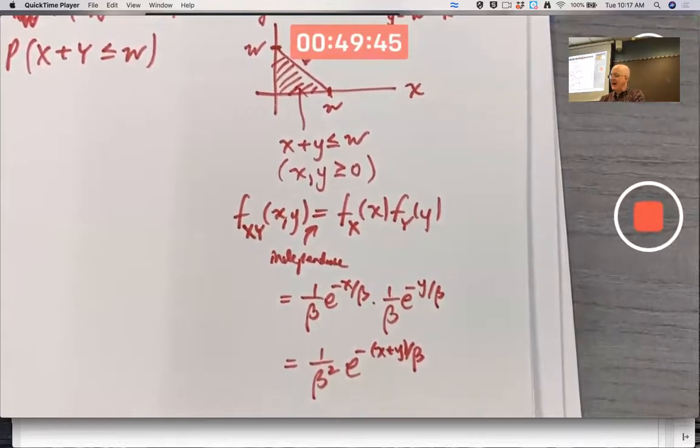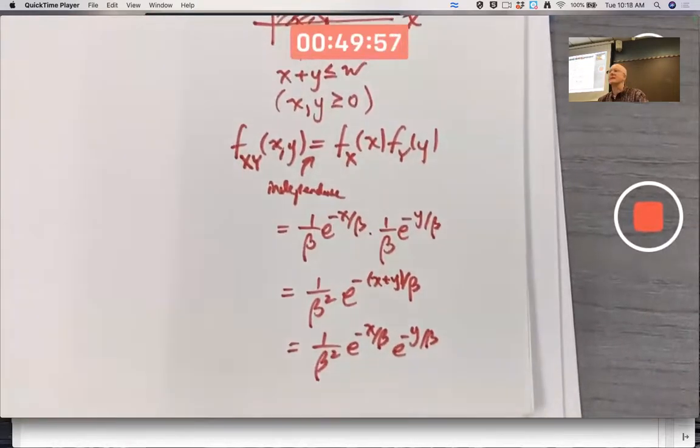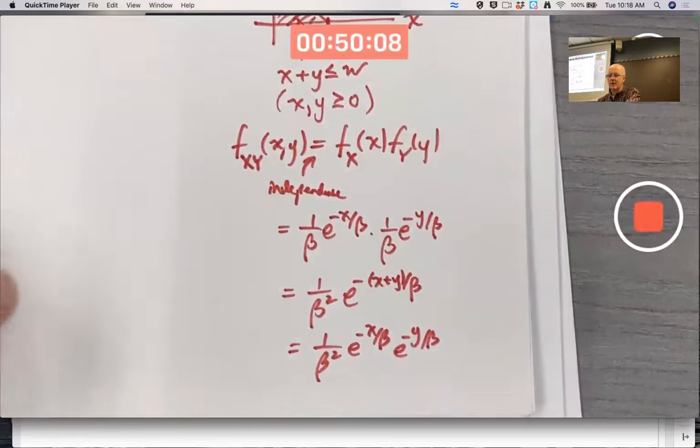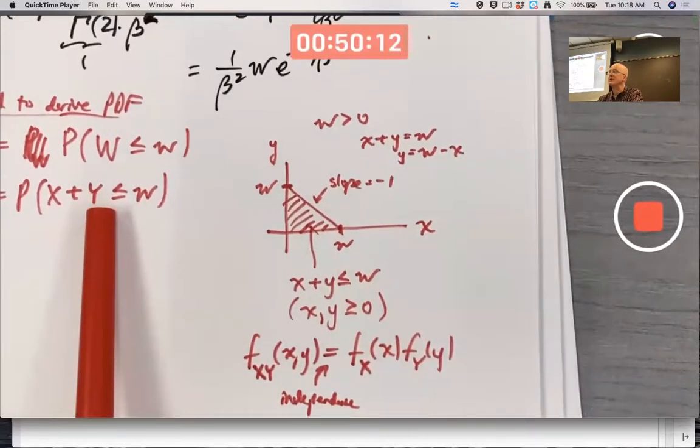But for the purposes of integration, it might actually be better to write it separately as the product of two exponentials. Either way is okay. So that's the joint density. That's the thing we need to integrate over such a region to figure out this probability. So let's do that now.